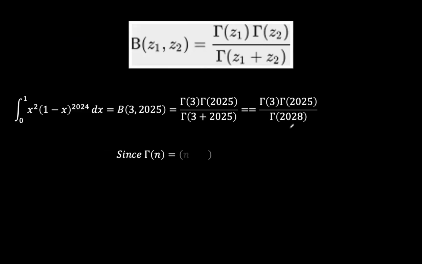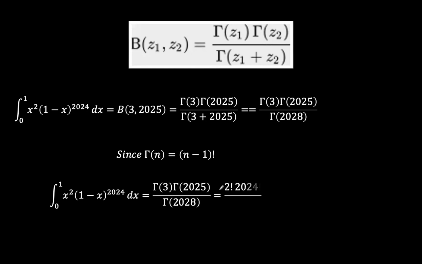Now, from definition, a gamma function of an integer n is the same as n minus 1 factorial. And so this problem here now becomes: gamma of 3 is 3 minus 1 factorial, which is 2 factorial. The gamma function of 2025 is the same as 2024 factorial, over the gamma function of 2028, which is the same as 2027 factorial. So 2024 factorial is 2024 times 2023 all the way down to 1. 2027 factorial is 2027 times 2026 all the way to 1.